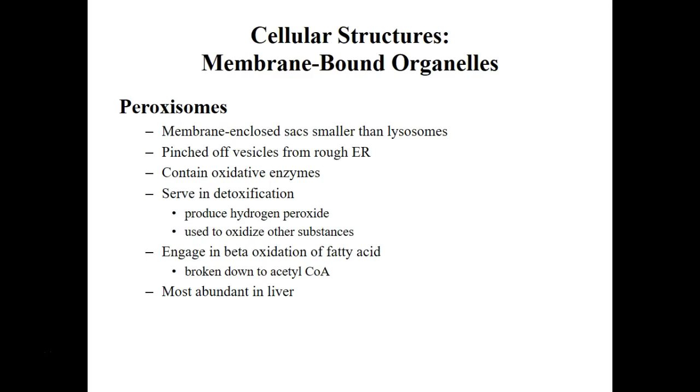So remember back in chapter 3, which was just a little bit ago, since we are in only chapter 4, we talked about beta oxidation of fatty acids, where you're cleaving off an acetyl group from the fatty acid chains. This process occurs by the peroxisomes.